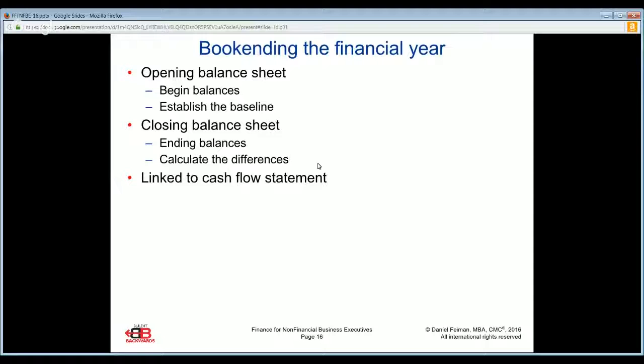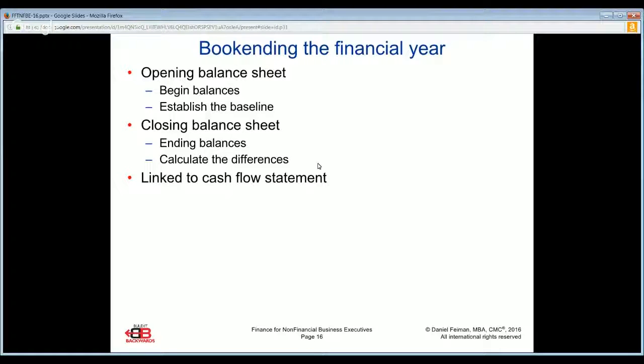Now, when we talk about bookending the financial year, we typically have an opening balance sheet, as we said at the beginning of the year. That gives us our baseline or our starting point. At the end of the year, we'll have a closing balance sheet.